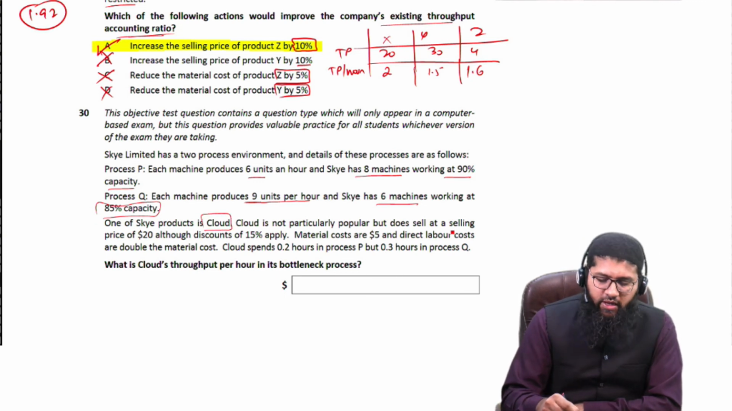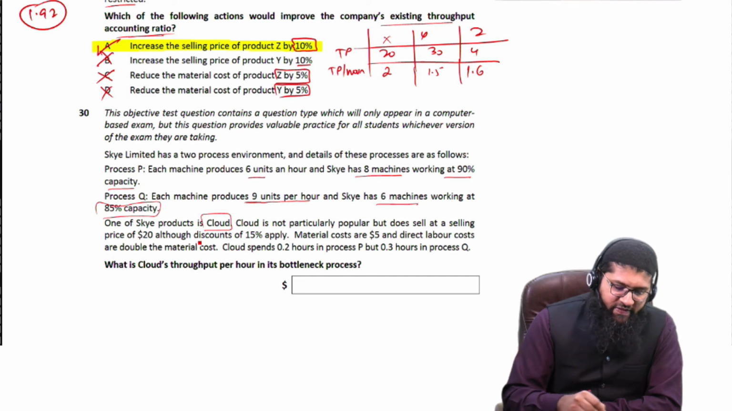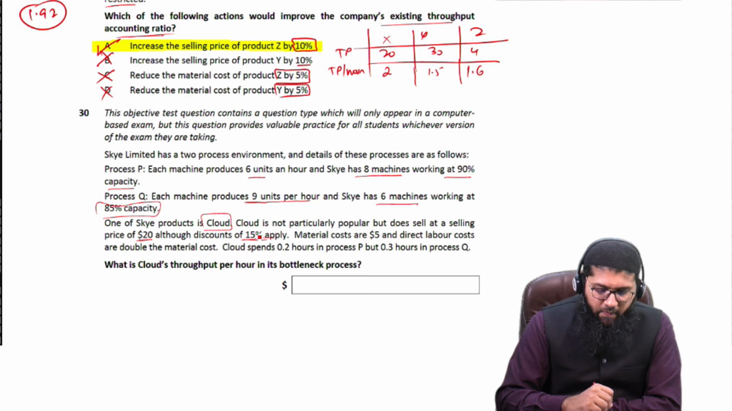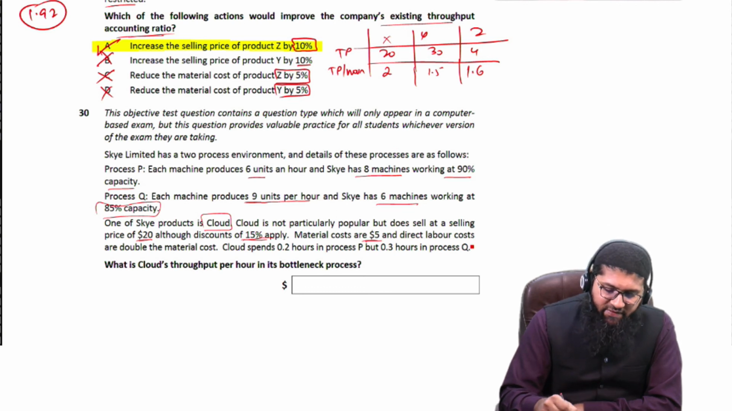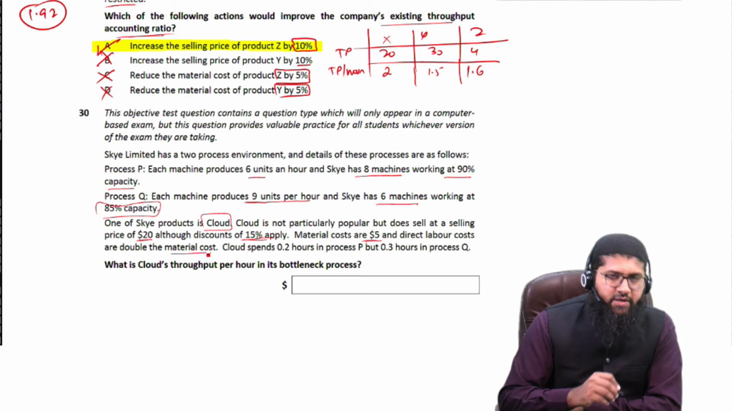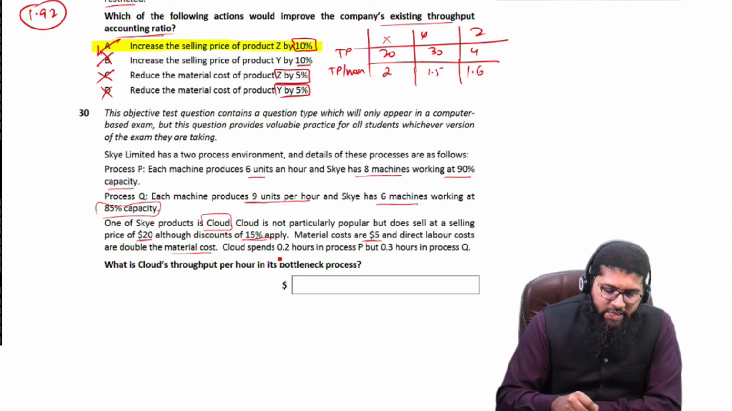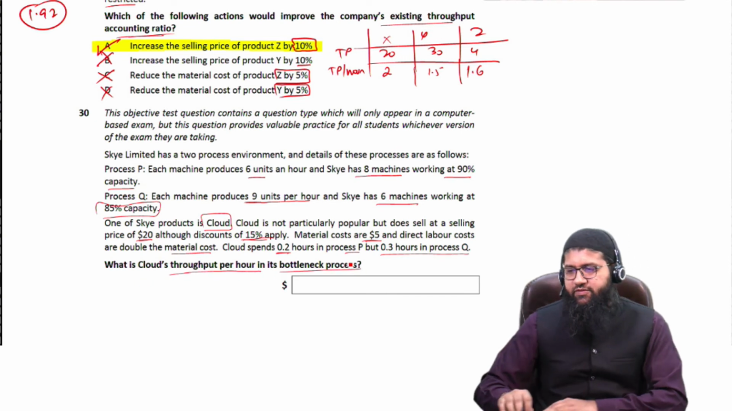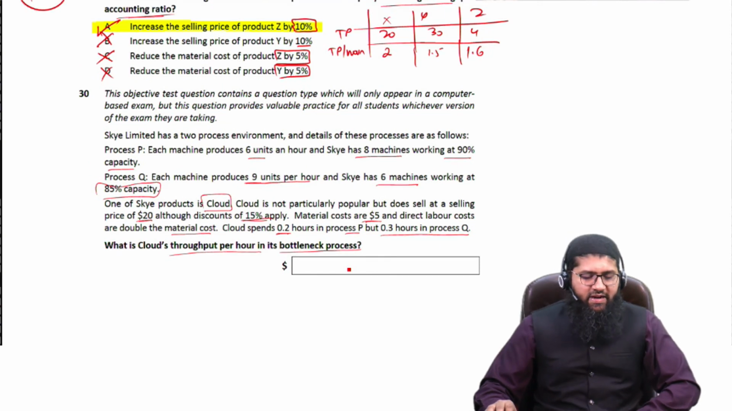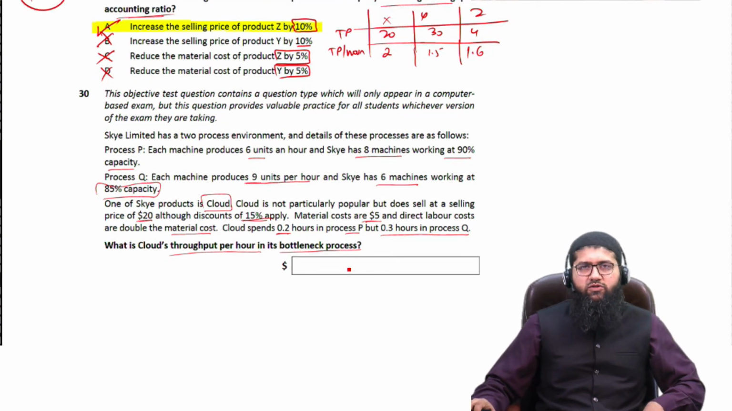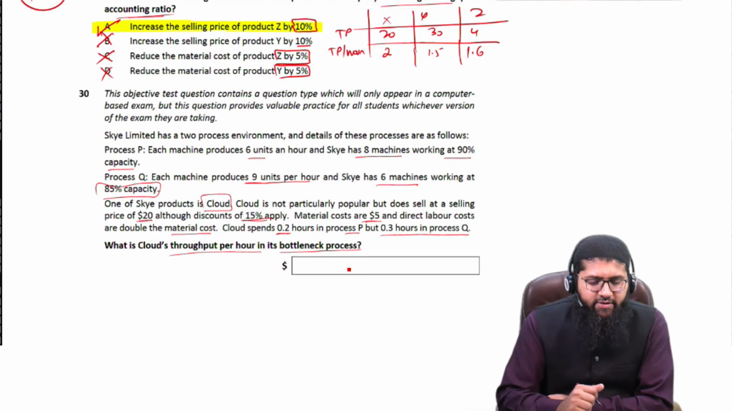Then it says one of the Sky products is Cloud. Cloud is not particularly popular but does sell at a selling price of 20, although discounts of 15% may apply. Material costs of 5 and direct labor costs are double the material cost. Cloud spends 0.2 hours in process P but 0.3 hours in process Q. What is Cloud's throughput per hour in its bottleneck process? So we need to establish what is the Cloud's throughput per hour in its bottleneck resource.